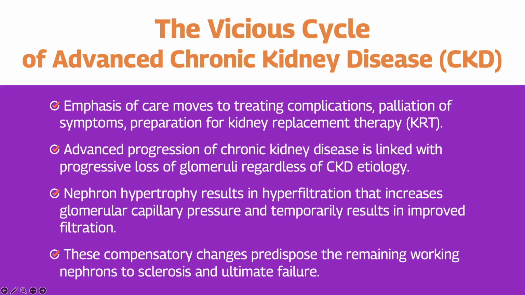However, these changes that we see are going to be predisposing the remaining working nephrons to sclerosis and ultimate failure. The failure rate is going to be evaluated by monitoring the patient's changes in their GFR and the amount of protein in the patient's urine.